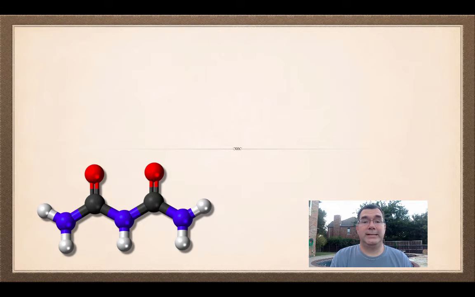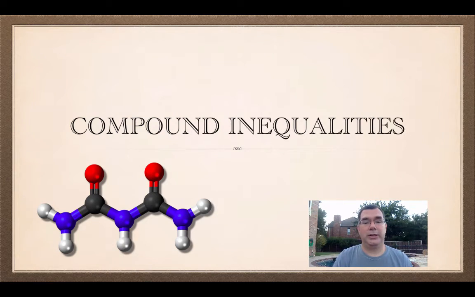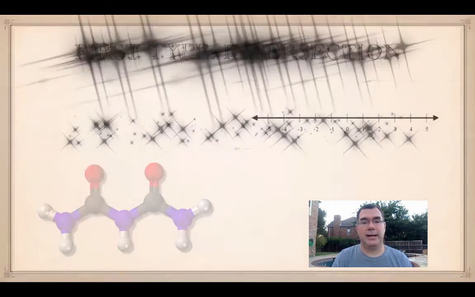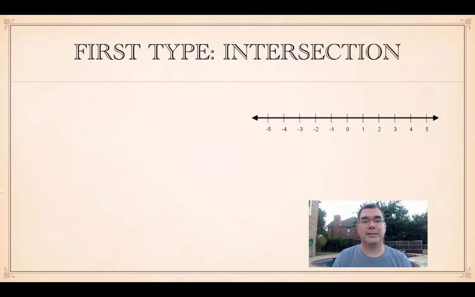Hello again. We are continuing our discussion of inequalities by talking about compound inequalities and what that means and how we can solve them. So the first type is what's called an intersection. That is when we see two inequalities with the word "and" between them. So both inequalities have to be true, and I'm looking for the intersection of those inequalities.